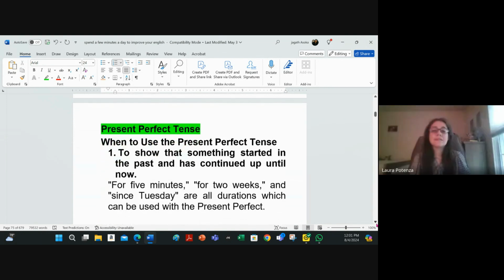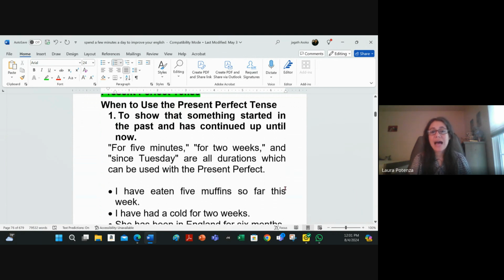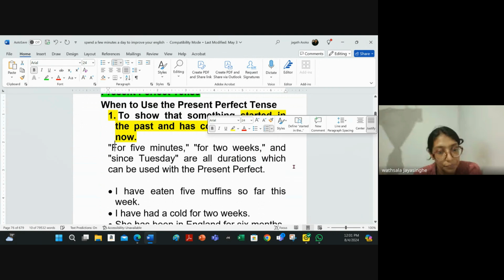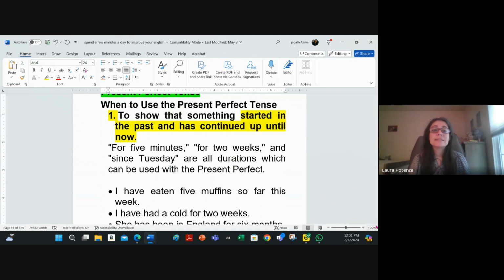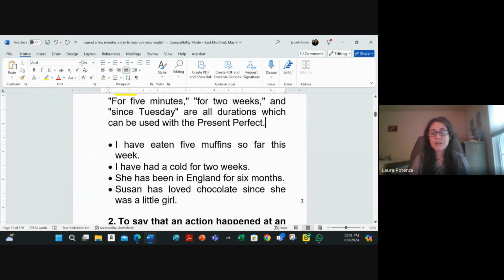Okay. So next is present perfect tense. So when to use present perfect tense? First, you use it when you're showing that something started in the past and has continued up until now. For 5 minutes, for 2 weeks, and since Tuesday are all durations which can be used with present perfect.